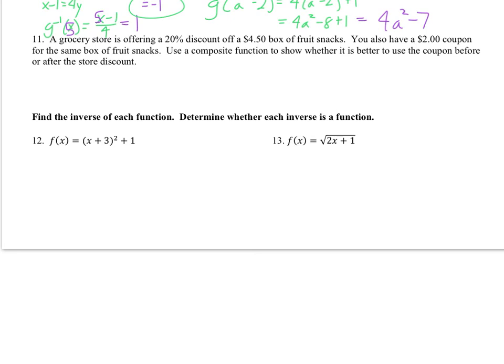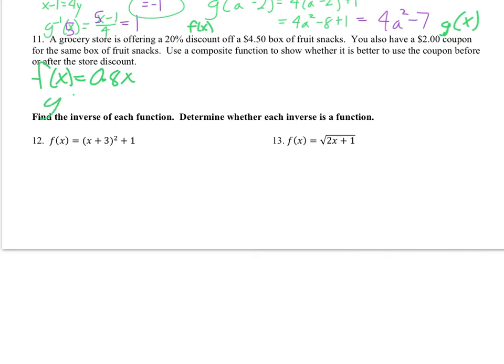I'm just going to say have the discount be f of x and the coupon be g of x. I don't really feel like using d of x for the discount and c of x for the coupon, but you could. So definition, sorry about that. So f of x is actually going to equal 0.8x. It's a 20% discount, meaning you pay 80% of the cost.